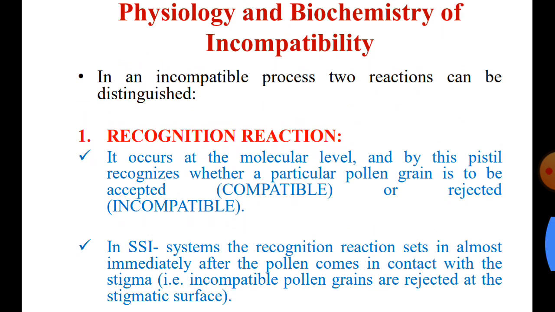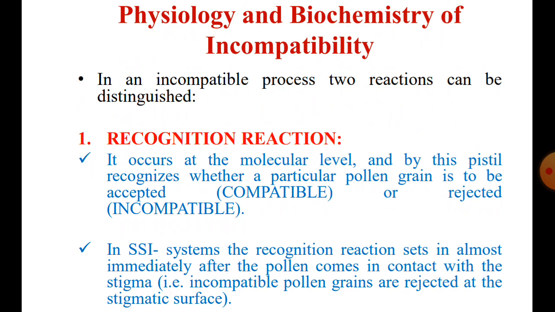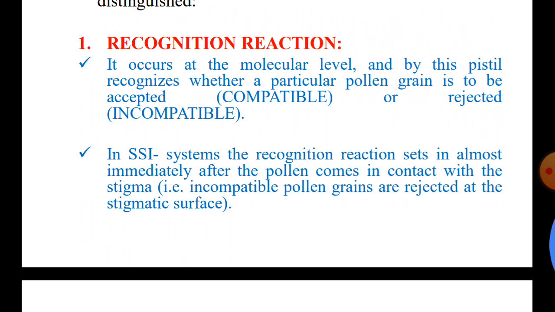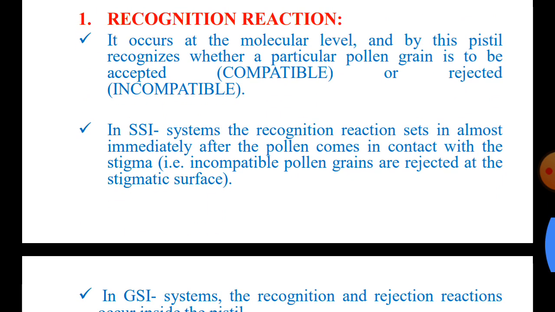Now, physiology and biochemistry of incompatibility. In an incompatible process, two reactions can be distinguished: recognition reaction and rejection reaction. Number one, a recognition reaction. It occurs at the molecular level, and by this, the pistil recognizes whether a particular pollen grain is to be accepted, that is compatible, or rejected, that is incompatible.